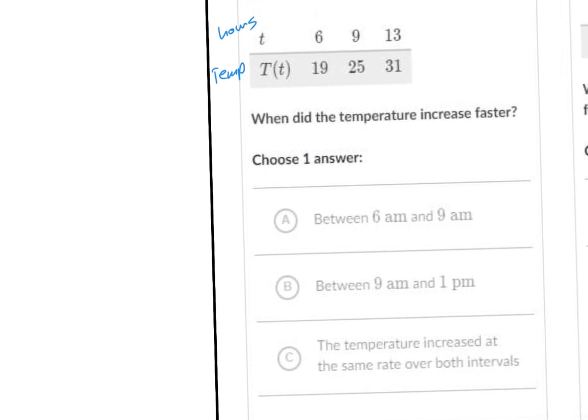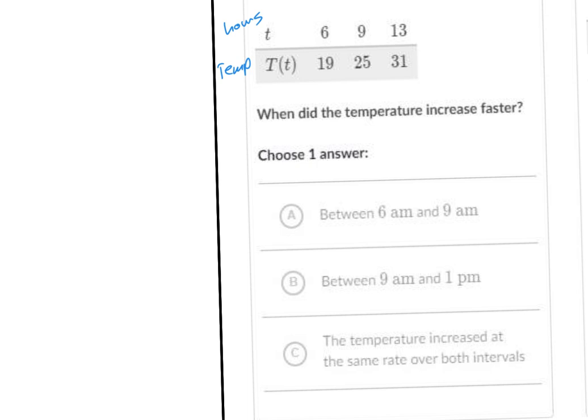Now, at first glance, this might be a little confusing because it says 6 to 9, which is easy because there's 6 a.m., there's 9 a.m. But then it says from 9 to 1 p.m. Well, if you think about it, they said after midnight. Well, 13 hours after midnight is the same thing as 1 p.m. So we just want to find the rate of change from 6 to 9 and 9 to 13 and figure out which is best. Rate of change is simple. Remember, it's just slope. That's all rate of change is.